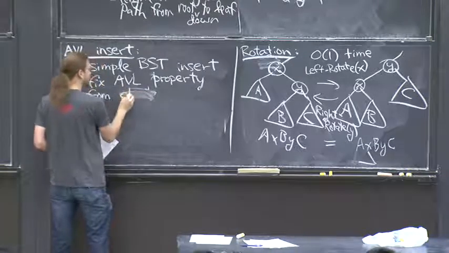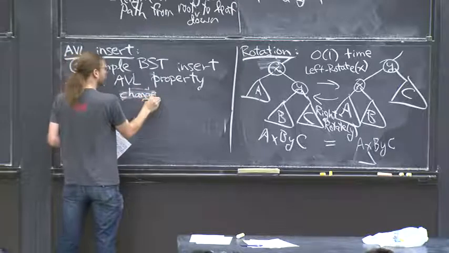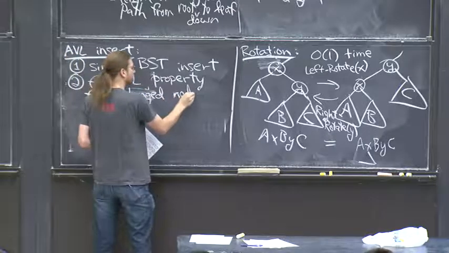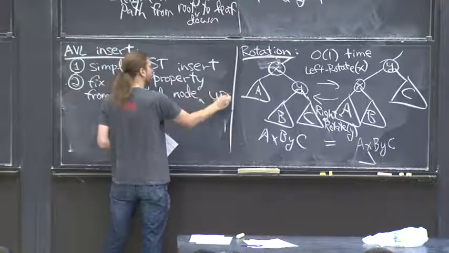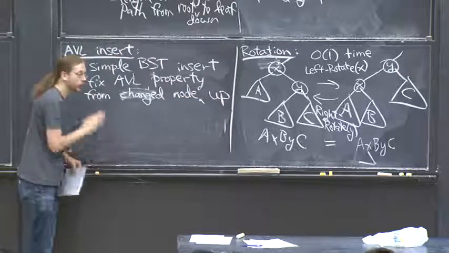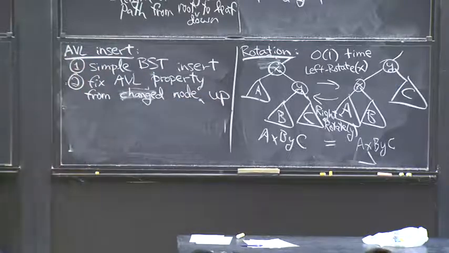I'm just going to call this from the changed node up. So the one thing that's missing from these examples is that you might have to do more than 2 rotations. What we did was look at the lowest violation of the AVL property, and we fixed it. When we do that, there still may be violations higher up.